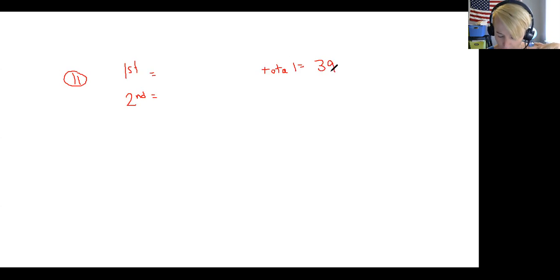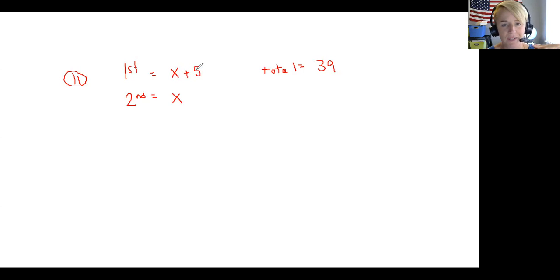And it says the first number is 5 more than the second number. So my second number is what I don't know, so I'm going to call that X because that's my unknown. But then for my first number, it says the first number is 5 more than the second number. Well, I already said the second number was X, and the first number is just 5 more than X.